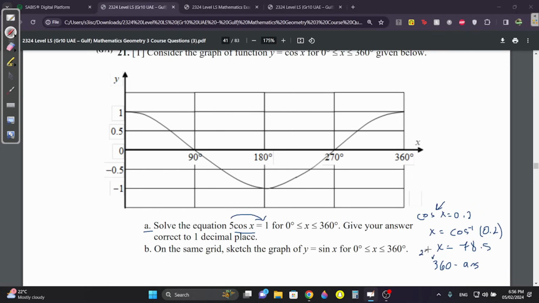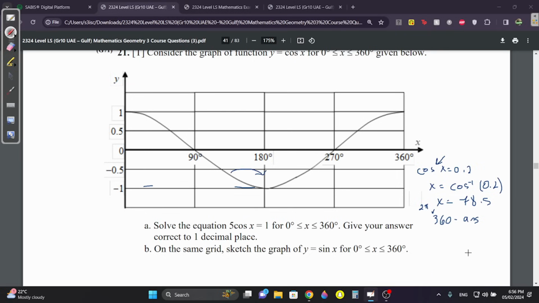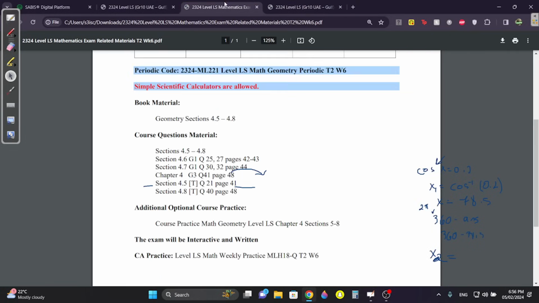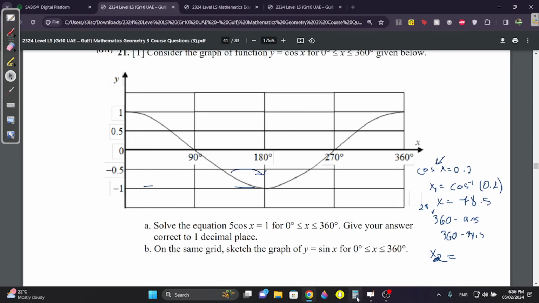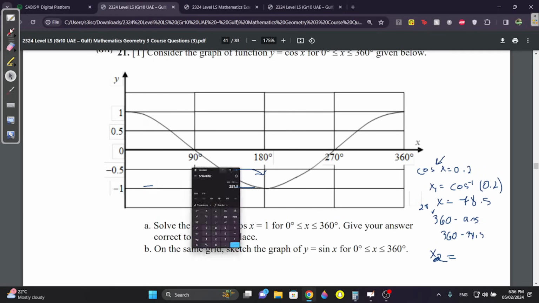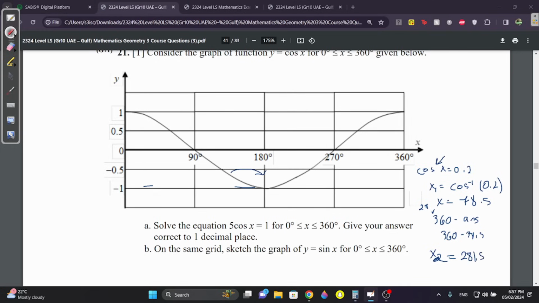In other words, if it comes in radians, which maybe it doesn't, but just in case, 2 pi, because 360 is 2 pi. So it's always two solutions when you have inverse cosine or inverse sine, except with sine, it's 180 minus the answer. For cosine, it's 360 minus the answer. So it will be 360 minus 78.5, and your second solution, x2, with x1 here, will be 281.5. It's not in the solution because the solution is wrong.